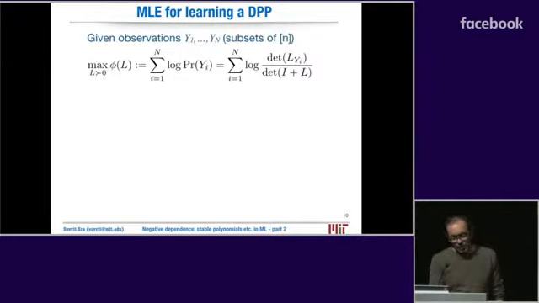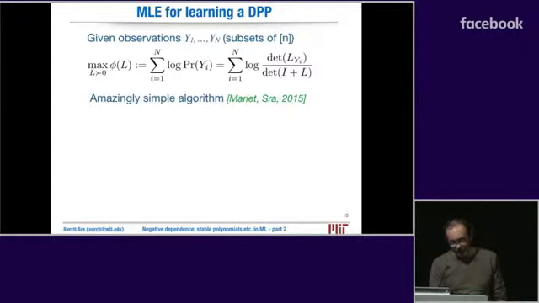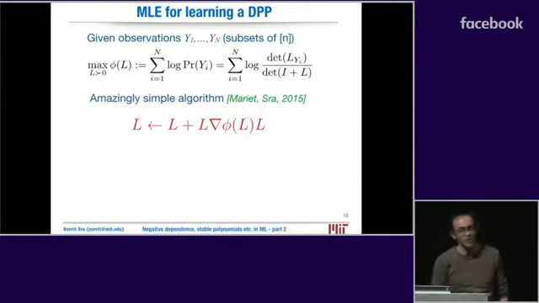So here is a simple looking optimization problem. One way to solve it is by this amazingly simple algorithm discovered by my student Zelda Marier a few years ago. Here is this amazingly simple algorithm. So you start with some L, run this iteration.